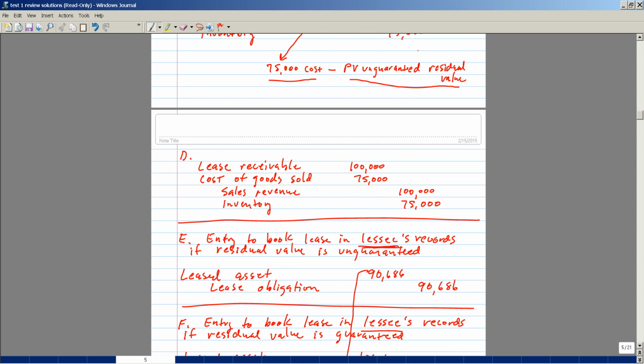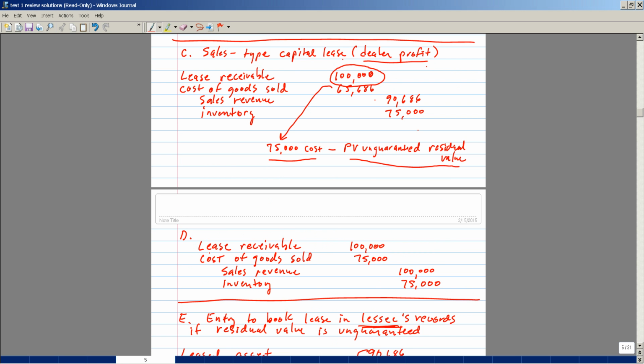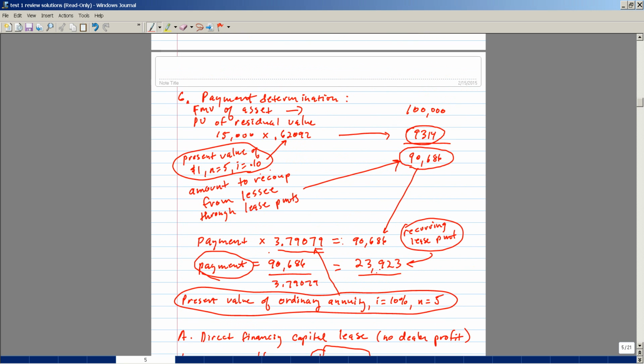Part D of the problem asks you to do the same thing that you did in C, except assume that the residual value is guaranteed. The debit to the lease receivable account here, that's debited for the present value of the minimum lease payments, which is $100,000. That's arrived at by taking the present value of the recurring lease payment, that's $96.86, and adding to it the present value of now the guaranteed residual value of $93,140.